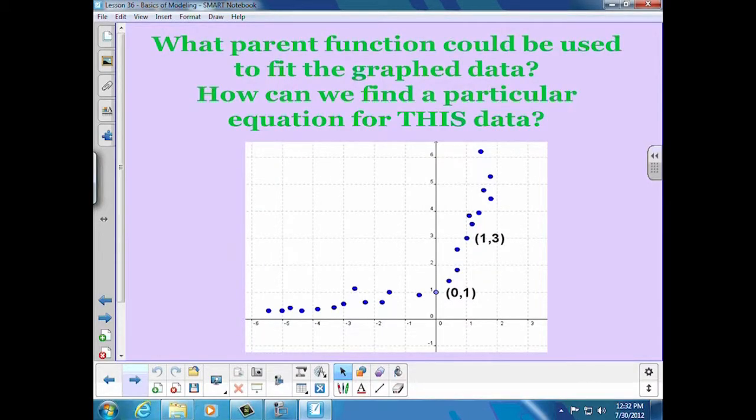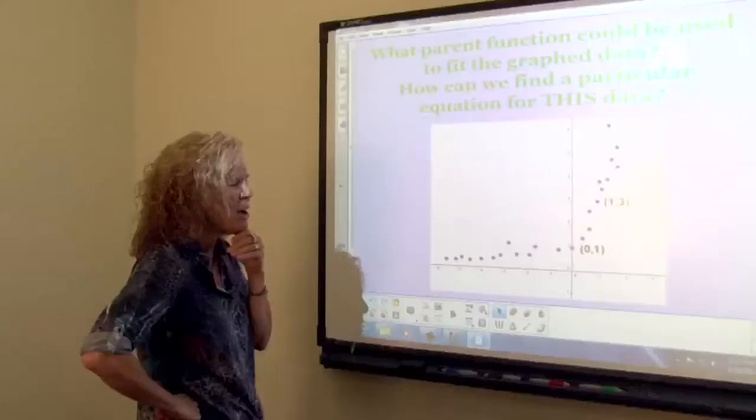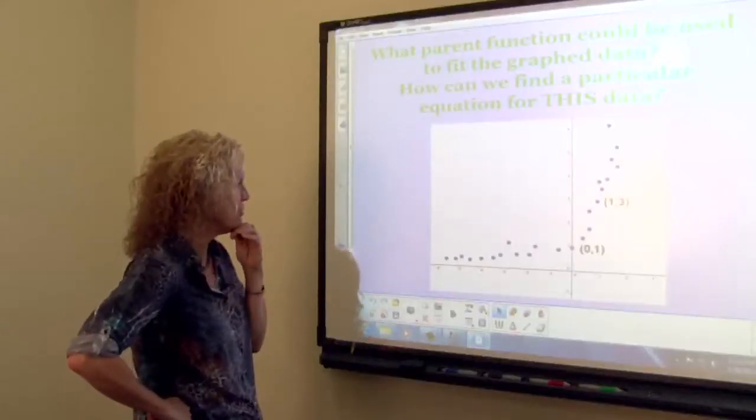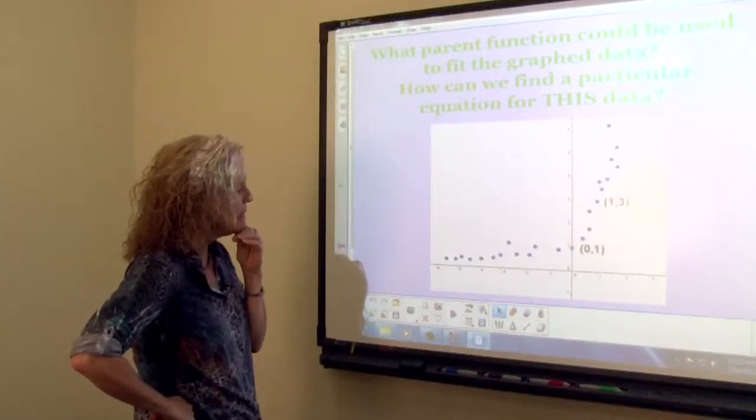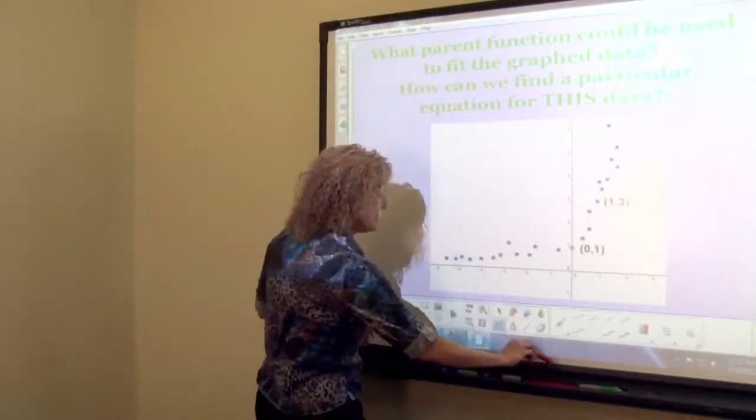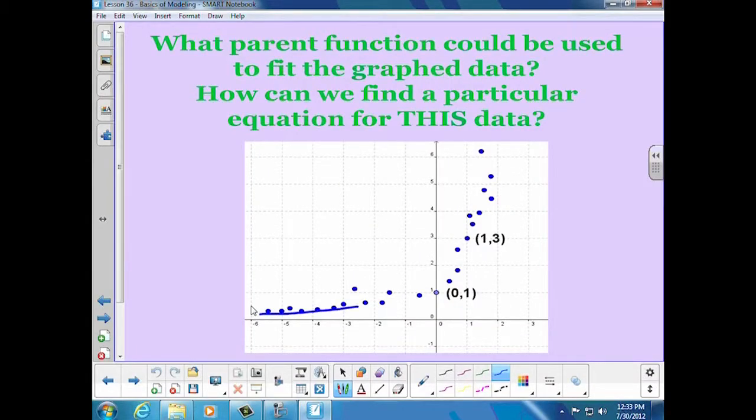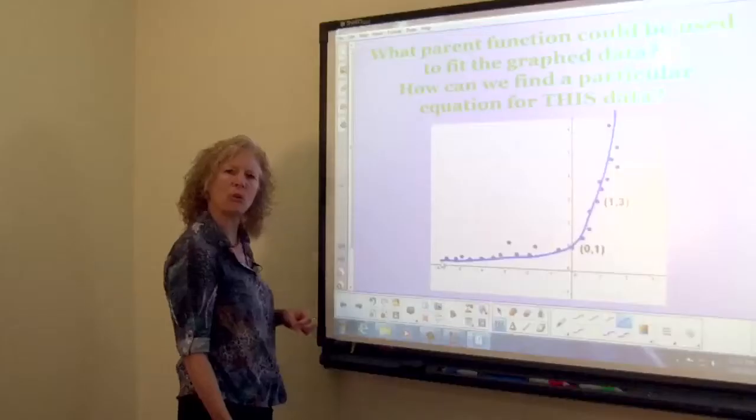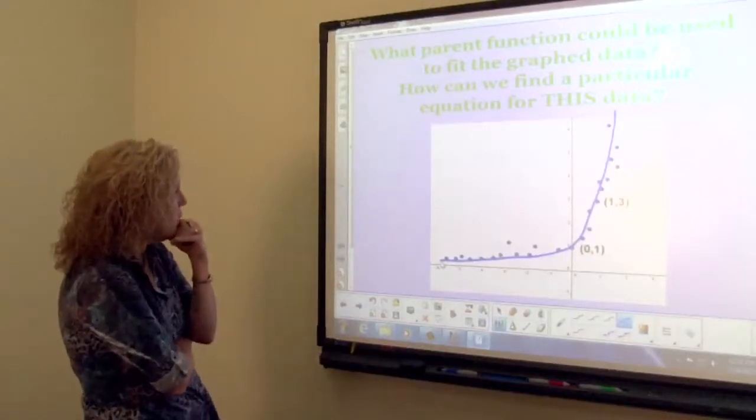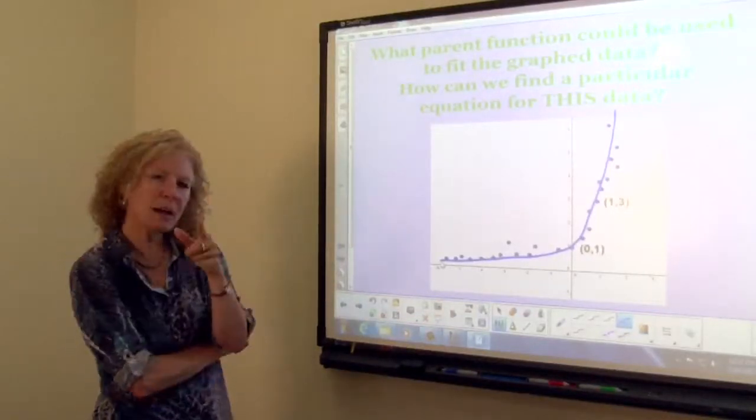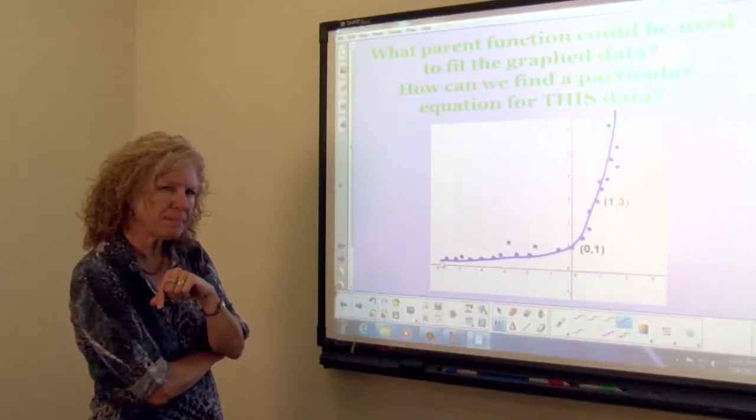For example, maybe you plot data and this is what the plot looks like. And so you start pondering that, thinking, well, what kind of graph did I have in algebra that kind of looks like that? And what I see going on here is, along the x-axis, a little bit of growth, and then we have pretty strong growth. So when I look at that curve, I start thinking, oh, that kind of looks like that exponential function.